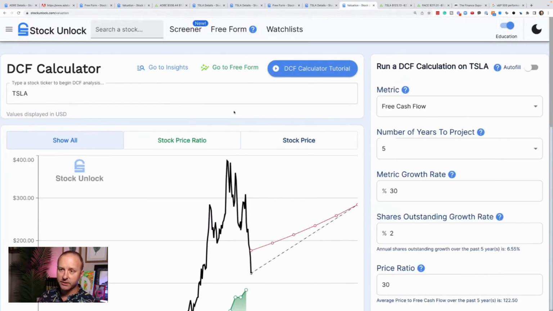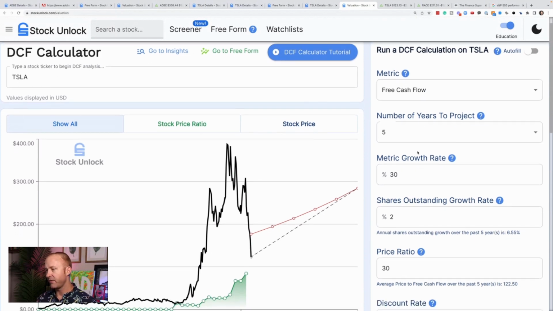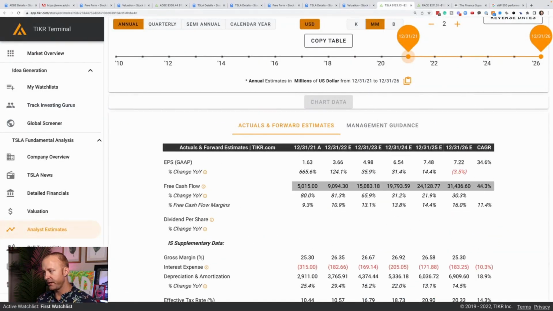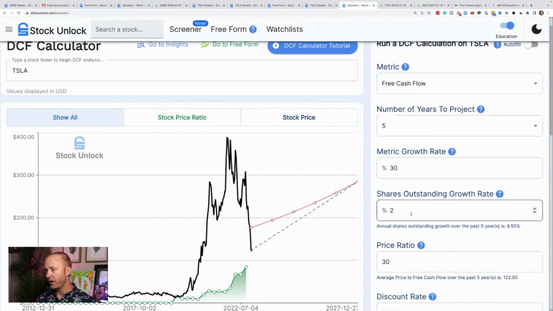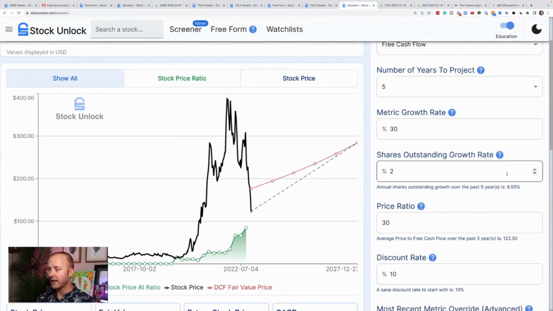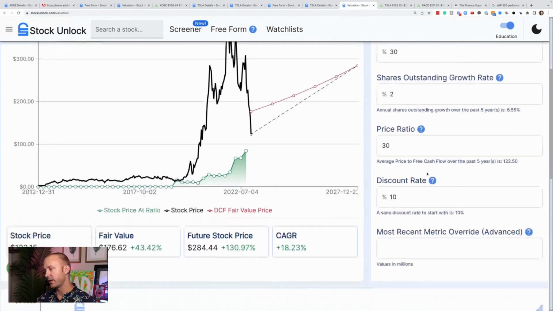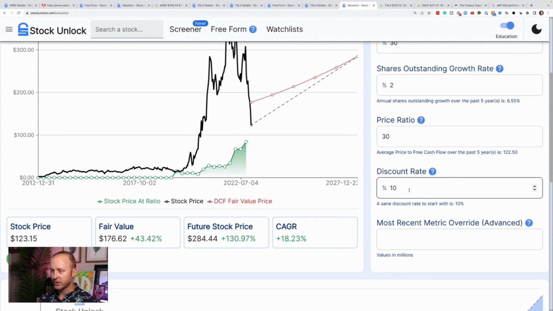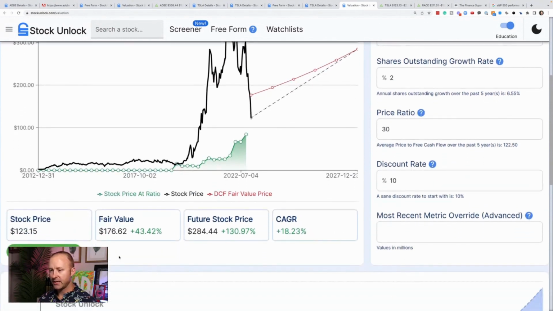So let's do a DCF analysis on Tesla and think about where we might buy the stock. Again, free cash flow projecting 5 years out, using that 30% growth rate, which is more conservative than the 44% that's expected. We're using a shares outstanding growth rate of 2%, which is a lot lower than its 5-year average, but we'll do a range on this. The price to free cash flow ratio of 30, and the same discount rate of 10%, our desired return rate. That says the fair value is 176, which is what we would pay right now. Future stock price of 284, which is a 130% gain by 2027 for a compound annual growth rate of 18%.